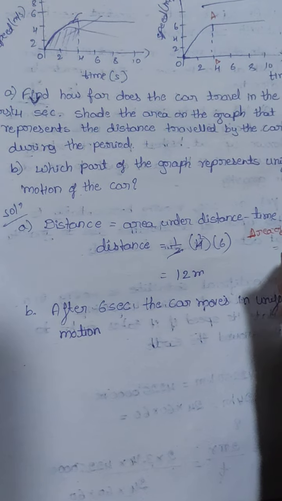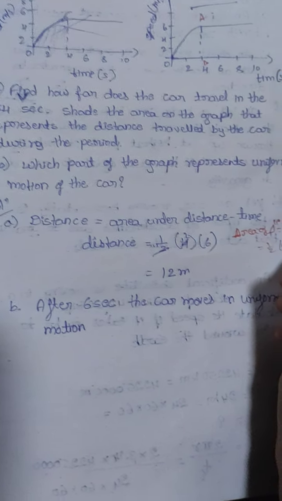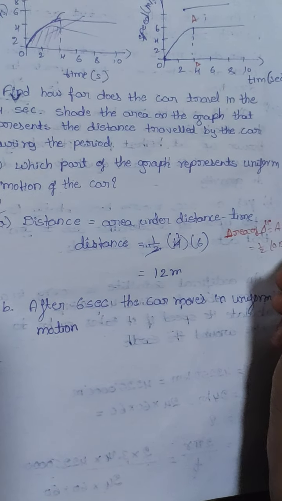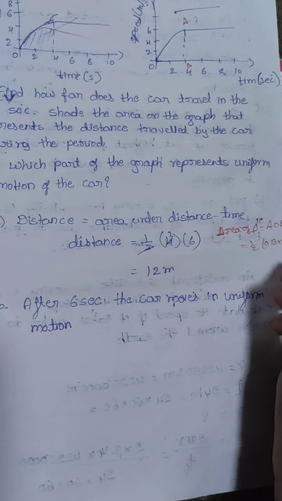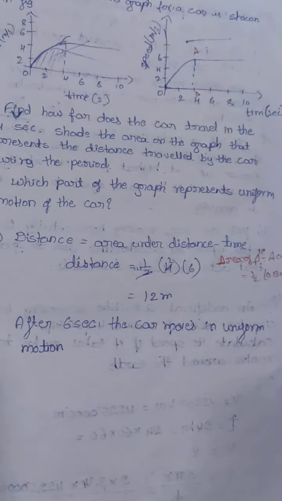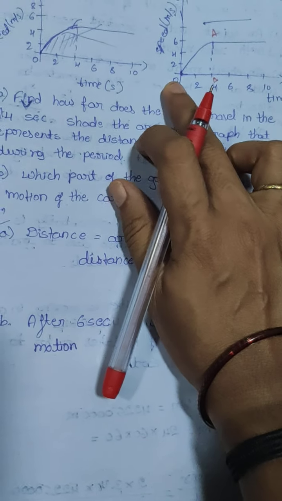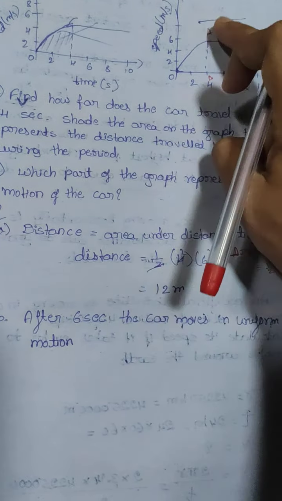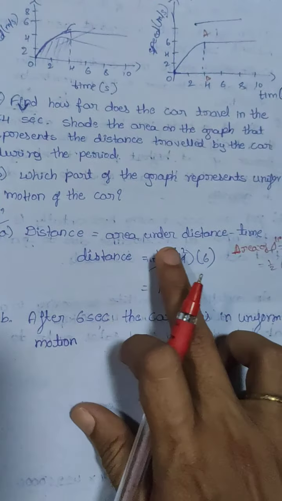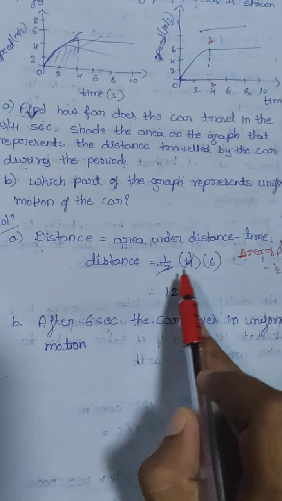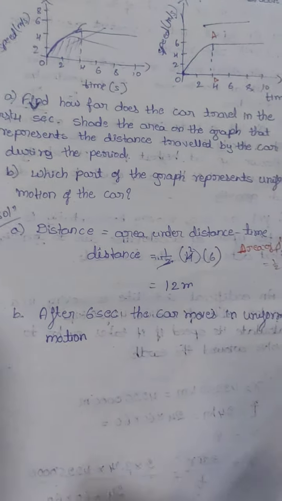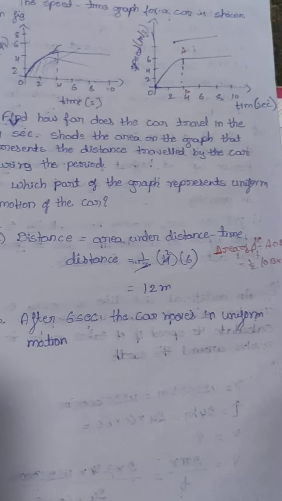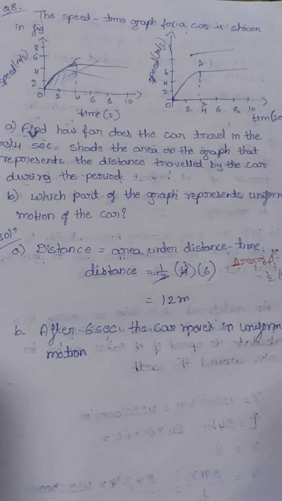So that is half into OB into AB. Okay, by this formula you have to substitute. Here OB value is 4 and AB is 6. So 4 into 6, that is 24, half of it, 6 into 2, that is 12 meters. So here our car moves a distance of 12 meters.